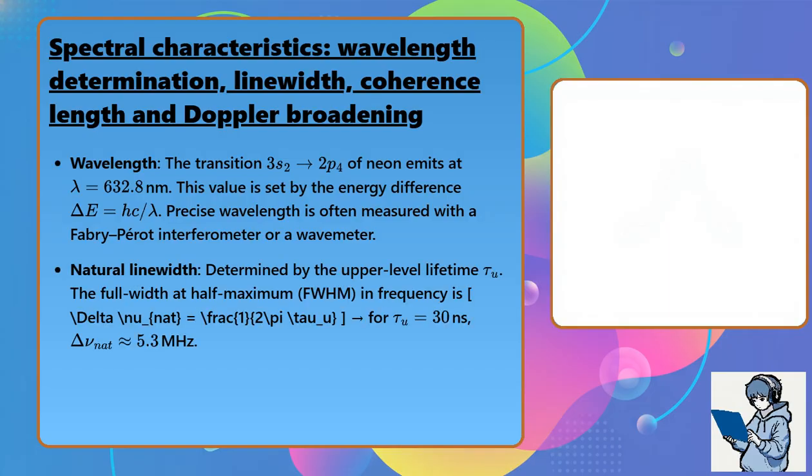Natural line width is determined by the upper level lifetime τ_U. The full width at half maximum, FWHM, in frequency is Δν_natural = 1/(2π τ_U). For τ_U = 30 nanoseconds, Δν_natural is approximately 5.3 megahertz.